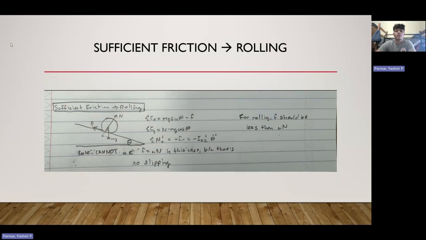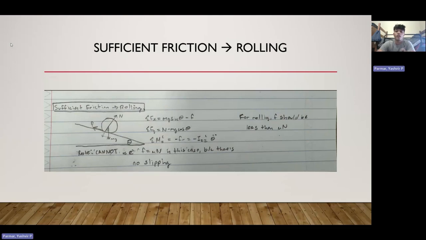Now, if we do a sufficient friction body, that means that we have rolling friction. So now, as you can see in the free body diagram, we have a friction force opposing the force of gravity in the x direction, as you can see in the equation of the sum of the forces in the x direction. In the y direction, the equations remain the same: normal force minus mass times gravity times cosine theta. And for the moment in the z direction, we have negative friction times the radius of the body equals negative the inertia of the body around the center of mass times the angular acceleration.